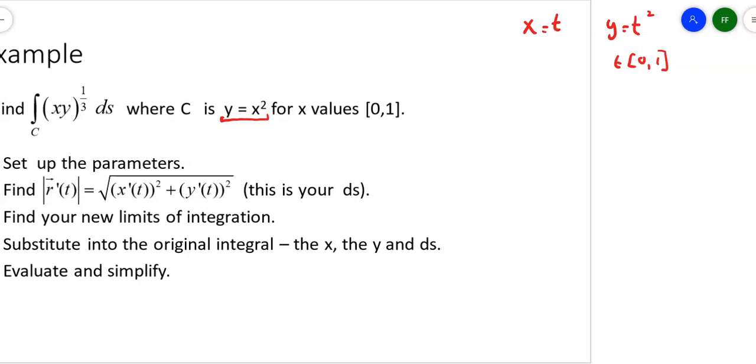But the distance from 0 to 1 is not 1, so I'm going to have to set up my parameters. So now let's set up a magnitude of r prime. Okay, how do I set up my magnitude of r prime?